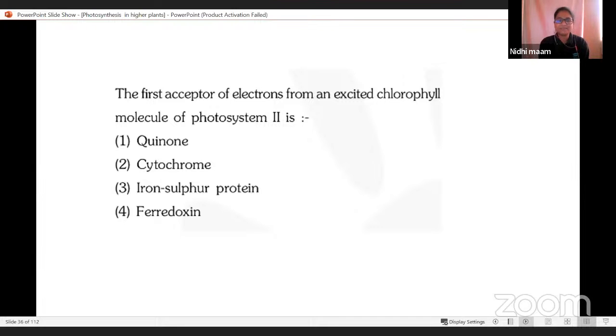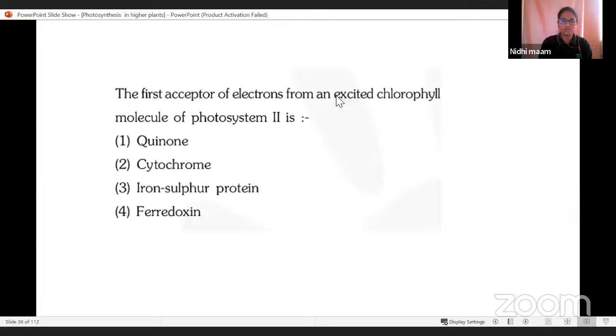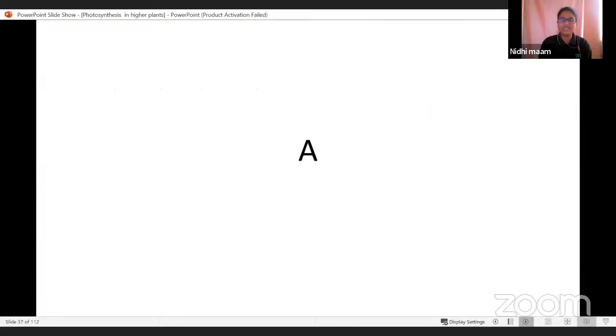The first acceptor of electron from an excited chlorophyll molecule of photosystem 2 is: A, quinone; B, cytochrome; C, iron sulfur protein; D, ferredoxin. So who is the first acceptor of an electron? Shashank answered it. Chaitanya is active on YouTube. So the right answer is option A, that is quinone. Quinone is the first electron acceptor, correctly answered by Sharat.